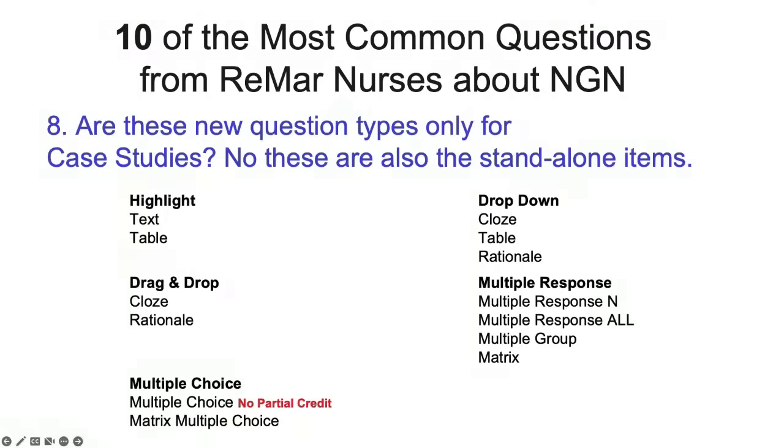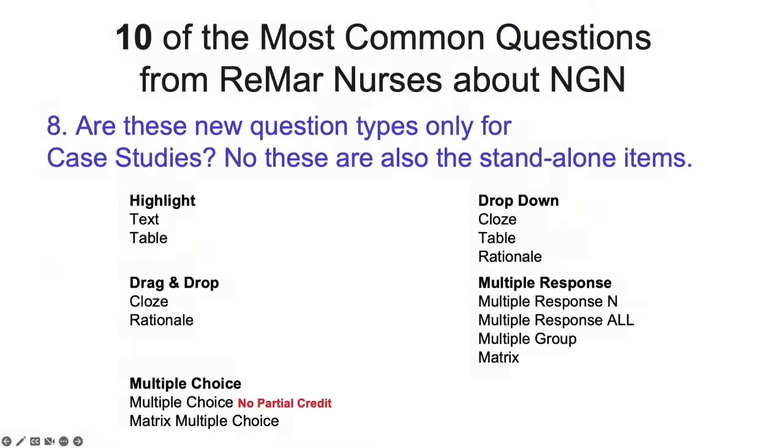Drop down. You can have a drop down close, a drop down table, a rationale. Multiple response. Multiple response is another term for select all that apply. Okay. So multiple choice is not select all that apply. Multiple response is select all that apply. Watch me, follow me, never lose me, okay? So there are two types of multiple responses that you can have for next gen. The multiple response that gives you a number, like select 5 that apply, or the multiple response, all of them. And that's up to you to figure out how many are right, okay?